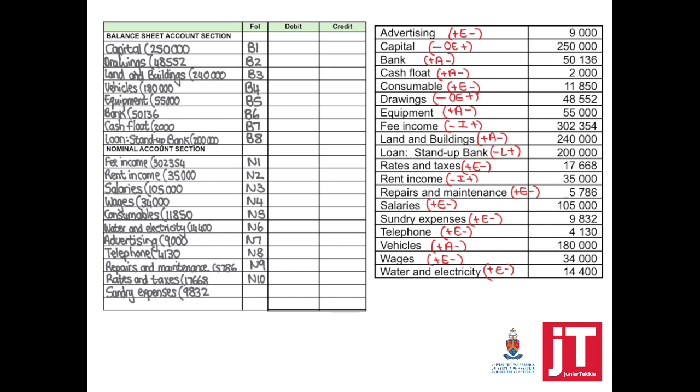Now we can go on to the second step by looking at what happened during the month. And we're going to post that directly in the trial balance by either adding or subtracting it.